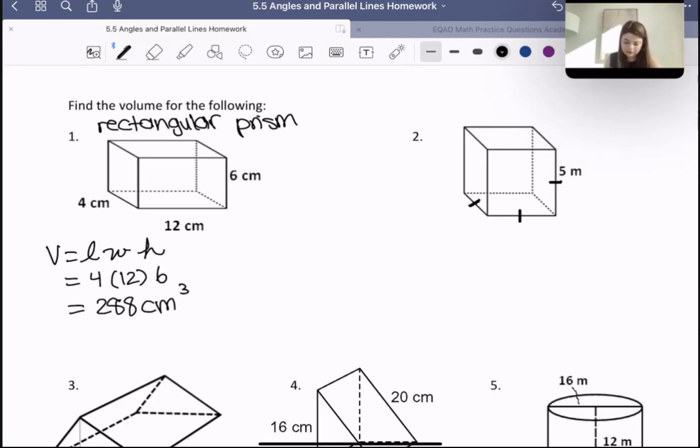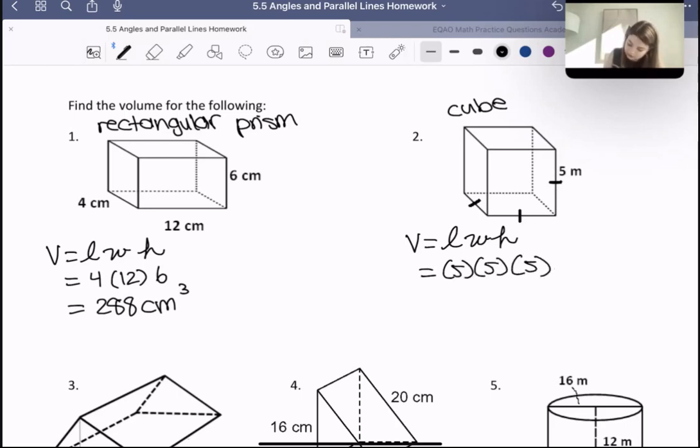Good. Now for number 2, let's identify what shape this is. This is a cube, right? How do we know it's a cube? Because these lines indicate that the length, the width, and the height are all the same, and we can see the height is 5. So therefore the volume is just going to be length times width times height, or you could write it as just height cubed or length cubed or width cubed, because it's going to be 5 times 5 times 5, right? Because all three of these are the same.